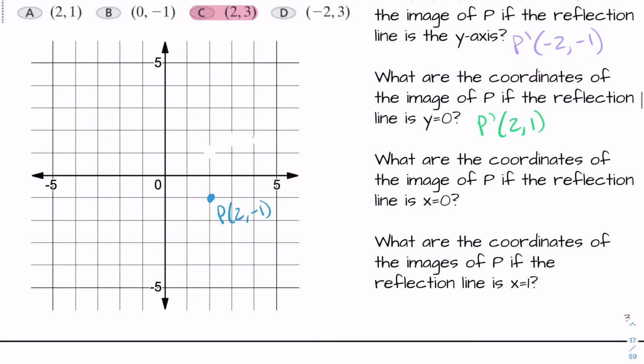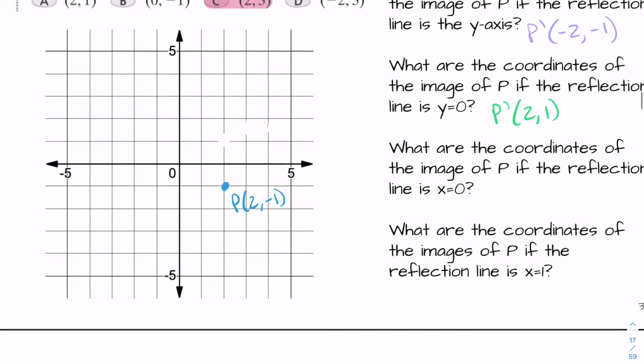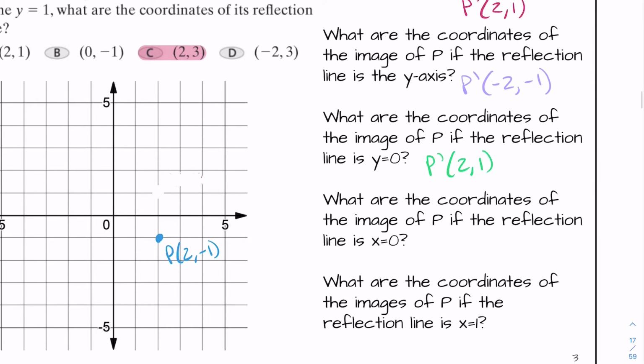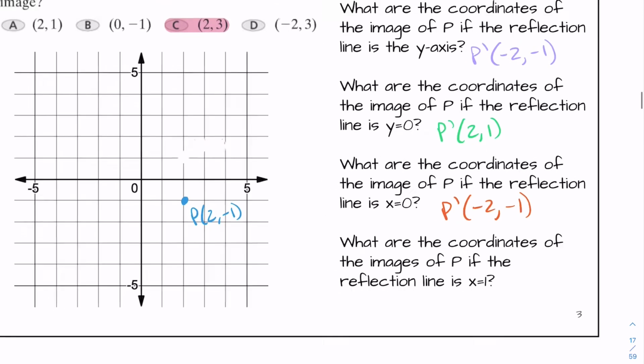And what about if we do the line x = 0? Wait a minute, that's the y-axis. So that is the same thing as this one, okay, which is P prime is -2, comma, -1. So what are the coordinates of P?